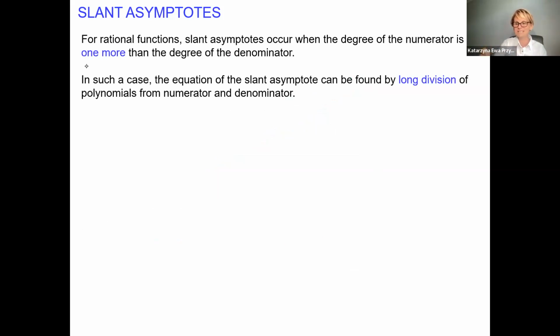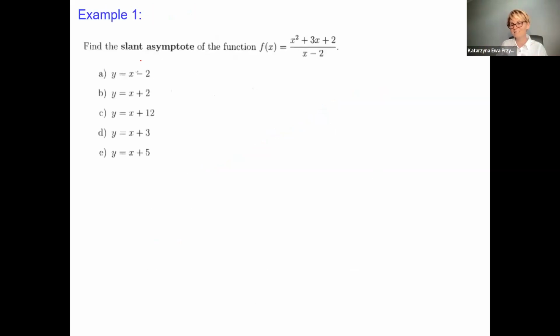Long division, we can see the numerator is one degree greater than the denominator. And this is, for instance, your question from the midterm 2. Find the slant asymptote. Do you think this is the case for the slant asymptote? x squared plus 3x plus 2 over x minus 2. Do you recognize? Because I might also ask you, does this function have a slant asymptote?